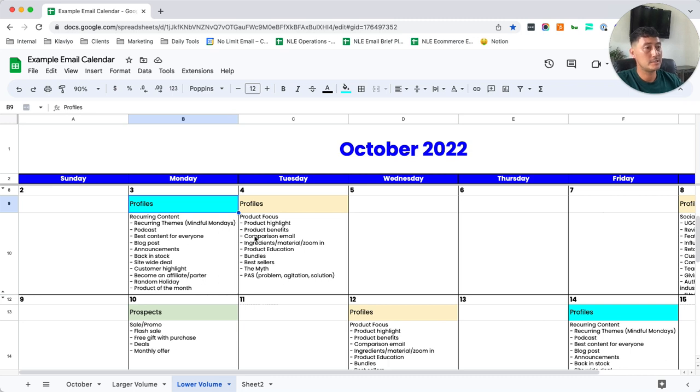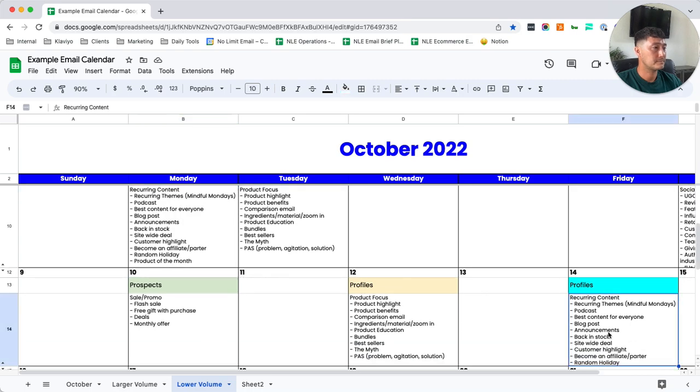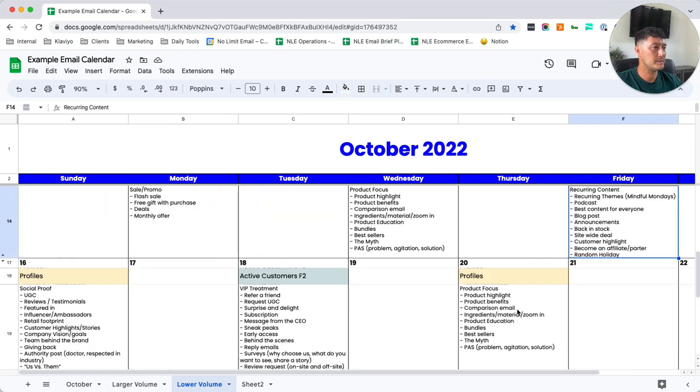It could be a podcast you run. It's just the best content that everybody would like. It could be your weekly or monthly blog posts, announcements, back in stock, site-wide deal, customer highlight, become an affiliate or a partner. It could be a random holiday, it could be product of the month. But just make sure that it's something that's recurring and people expect to see it all the time. You've got one there, and then that's pretty much it.